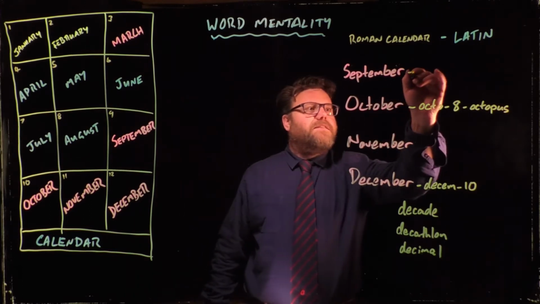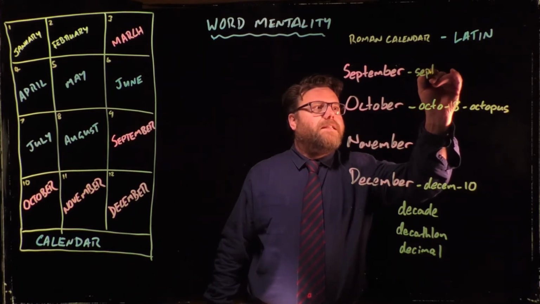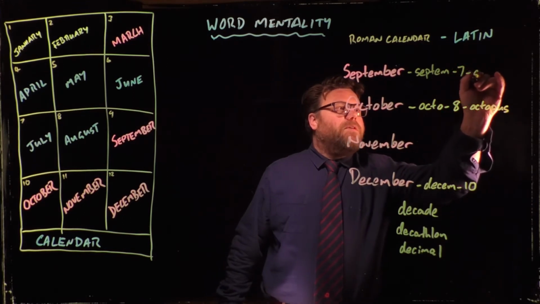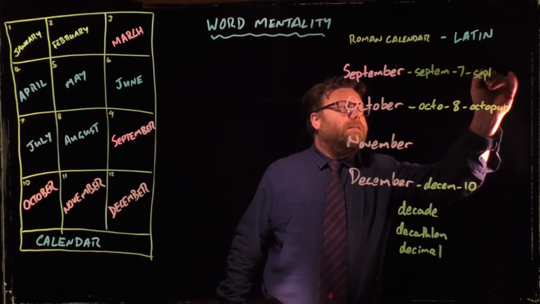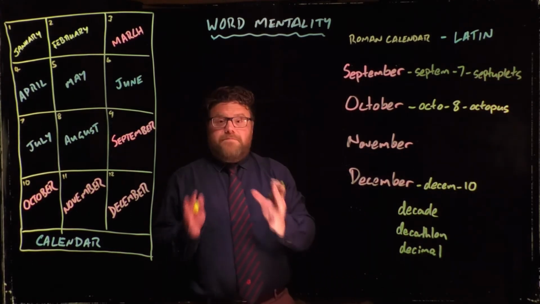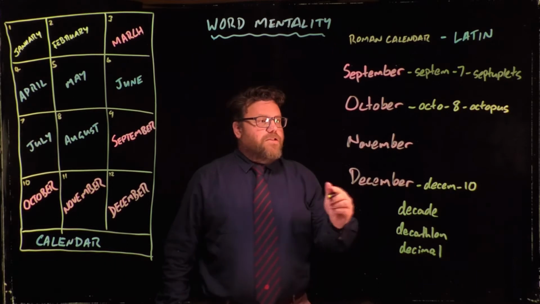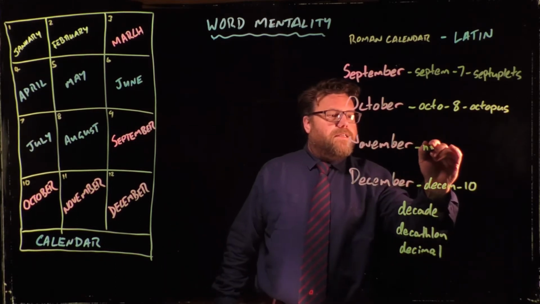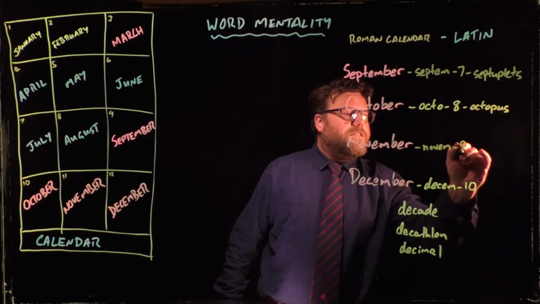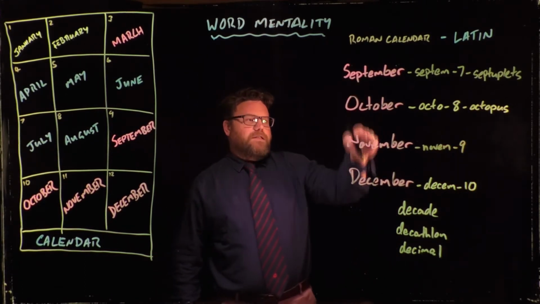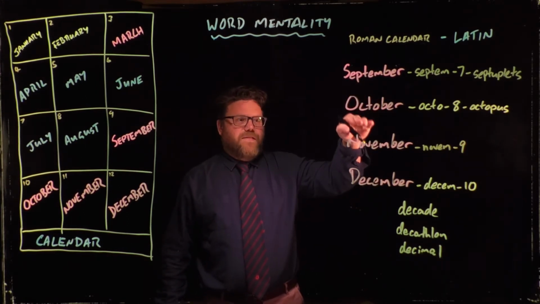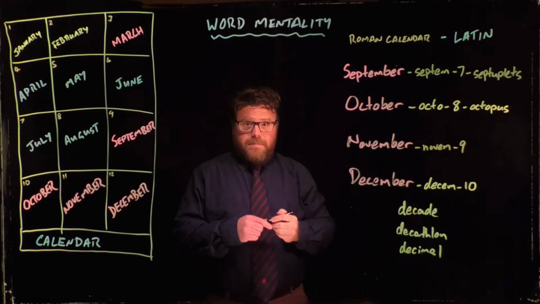September is a little less obvious, but it comes from the Latin septem, which means 7, and it's where we get words like septuplets. If you're a septuplet, you're one of 7 babies born. And November we get from the word in Latin novem, which means 9. And so when you look at it this way, it makes sense that the 7th month is called September, and then the 8th October, and so on through to December.